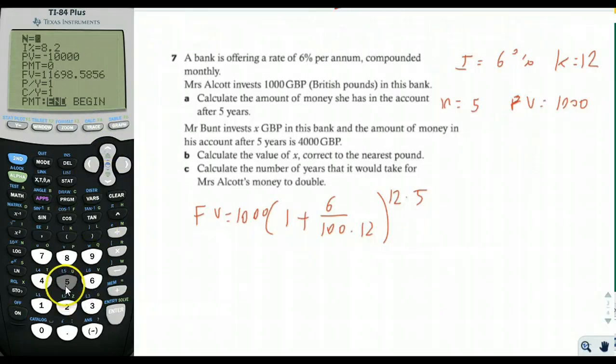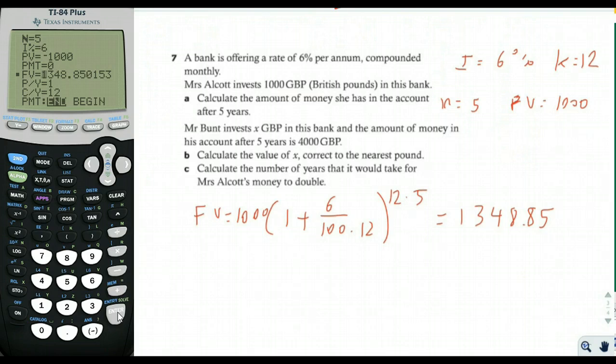So N is 5. The interest rate is 6%. The present value is negative 1,000. The future value, we don't know yet. Compounding per year is 12. And then future value is alpha, enter. 1,348.85. Since we put a negative present value, the future value is given to us as a positive number.